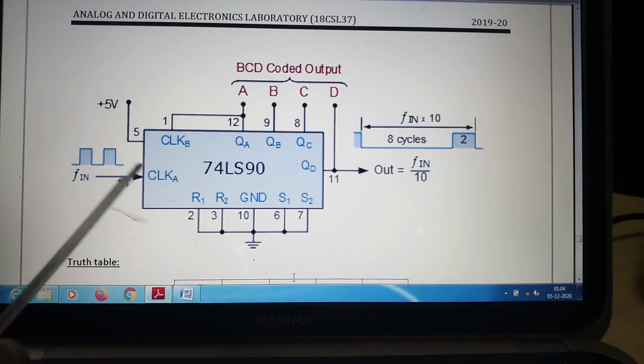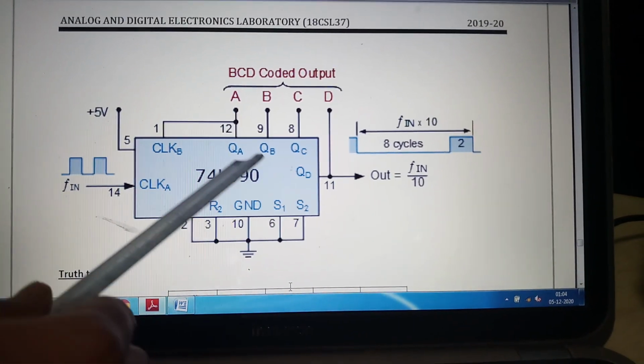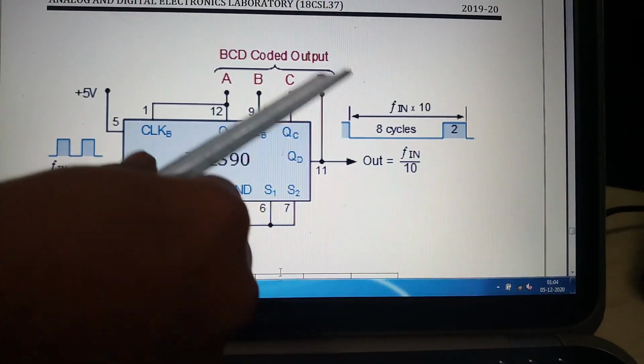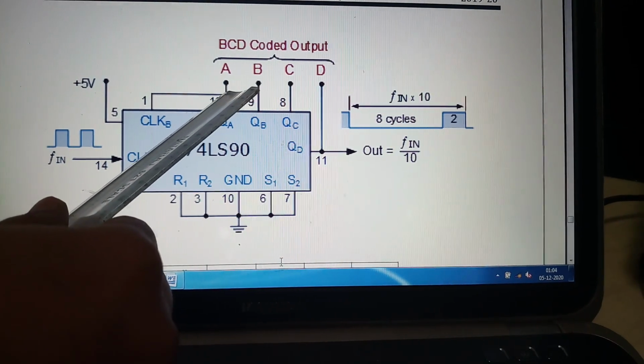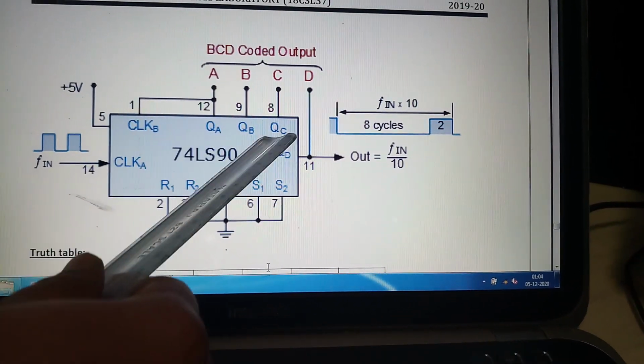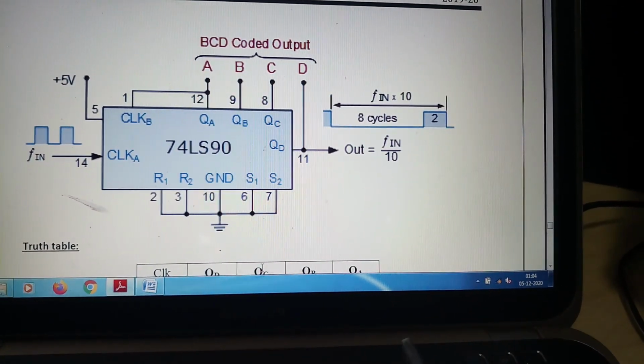Pin 14 is clock. Since it is asynchronous, the output of the previous state will be given as input, that is clock, for the next state. That's why 12 and 1 are connected. Here A, B, C, D are all the outputs.